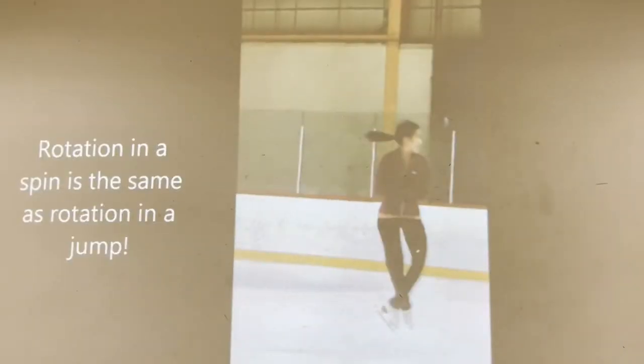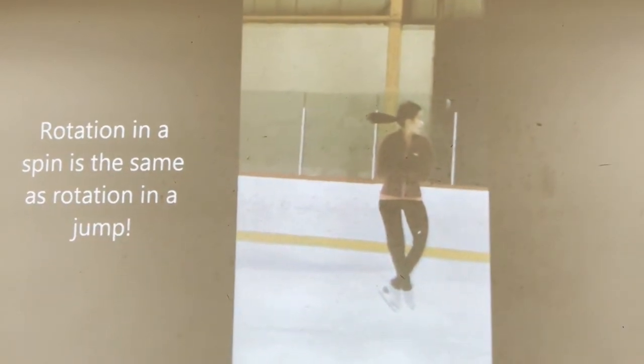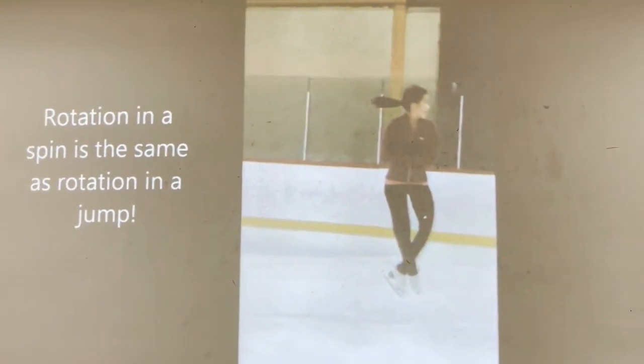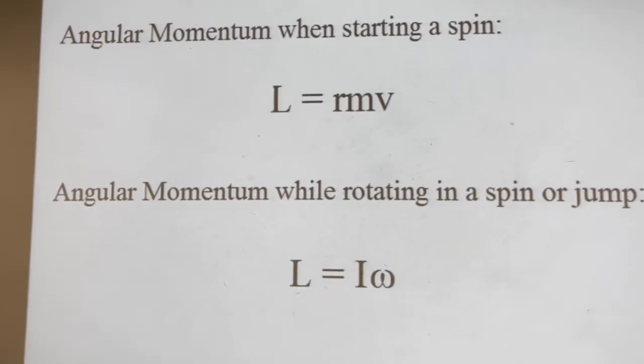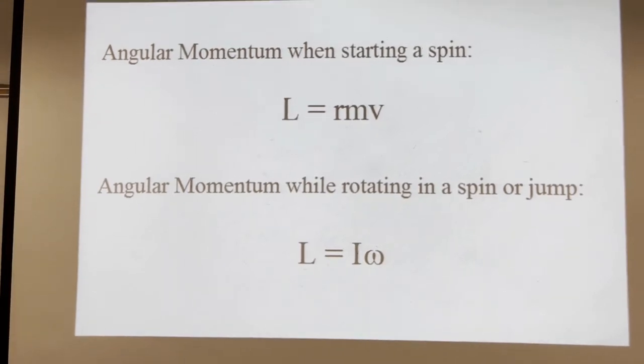Now that you know how a spin starts, you might wonder what happens in a spin. Well, the answer to that is quite simple. It's really the same as when you rotate in a jump. So that means that you can increase the speed of the spin because of the moment of inertia and the conservation of angular momentum. Just to clarify, the equation for angular momentum when starting a spin is L equals R M V.